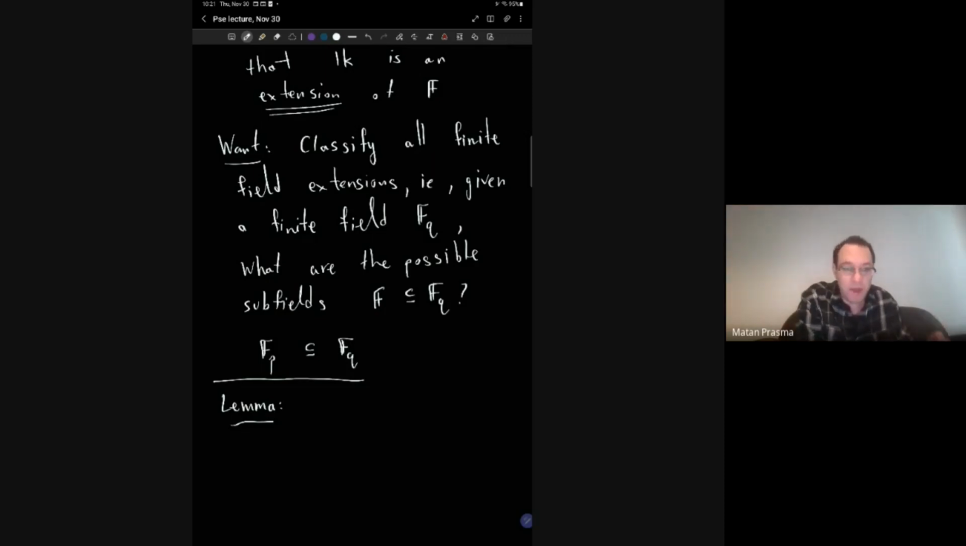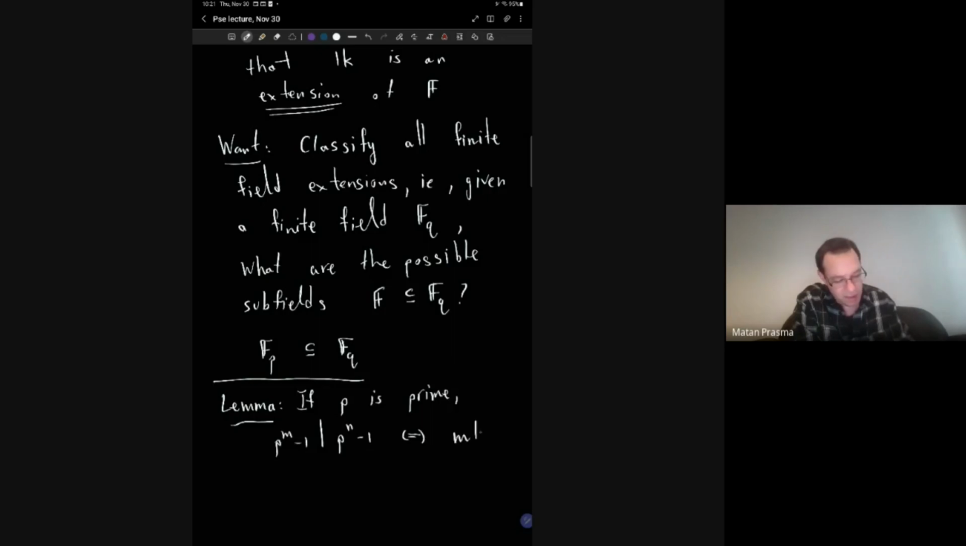Okay, so the following lemma is going to be useful. It's a kind of number theoretic statement. If p is a prime, I claim that p to the m minus 1 divides p to the n minus 1 if and only if m divides n.